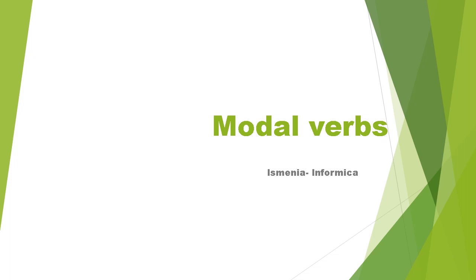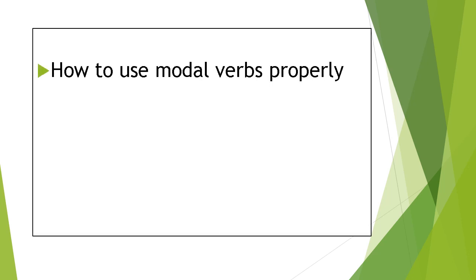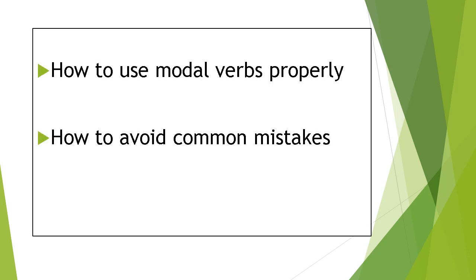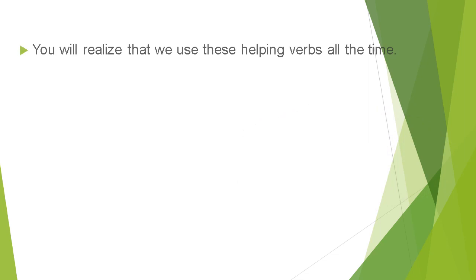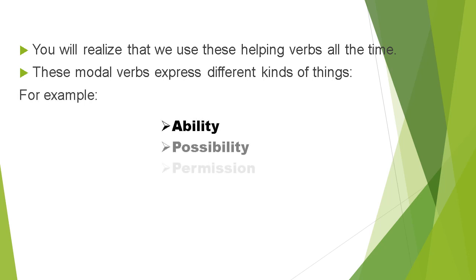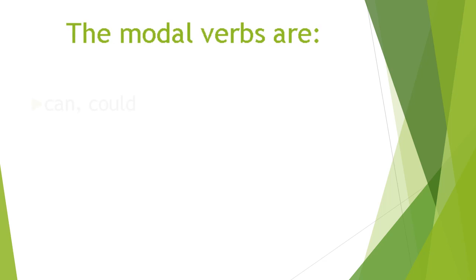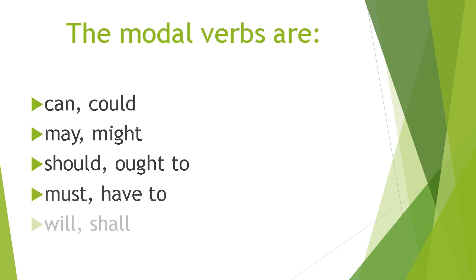اليوم راح نديرو the modal verbs. How to use modal verbs properly بالطريقة الصحيحة and how to avoid common mistakes. نقول لهم the helping verbs because they help the verbs all the time. These modal verbs express different kind of things, مثلا ability, possibility, permission, obligation, etc. The modal verbs are can, could, may, might, should, ought to, must, have to, will, shall.